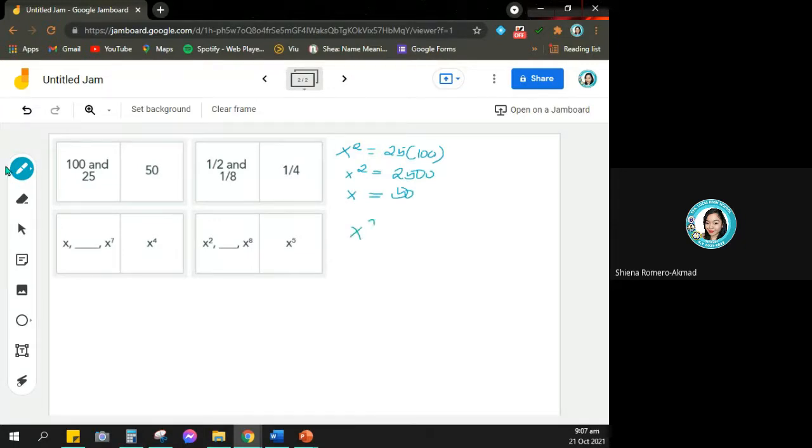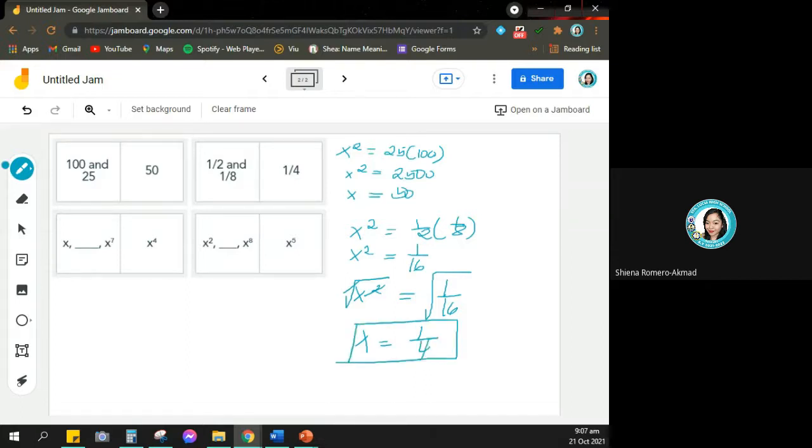We have x squared is equal to 1/2 times 1/8. And that is 1/16. Then we get the square root. X squared, get the square root of that. So 1/16, get the square root of that also. And this is x. Then square root of 1 is 1. Square root of 16 is 4. That's why your variable for the geometric mean is 1/4.